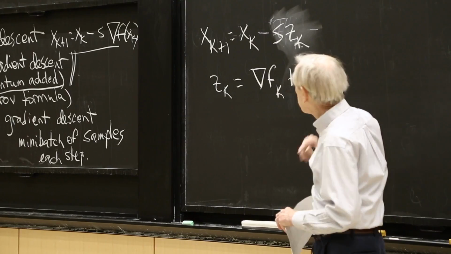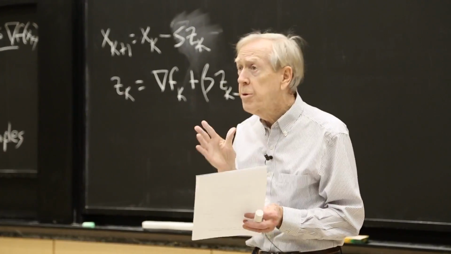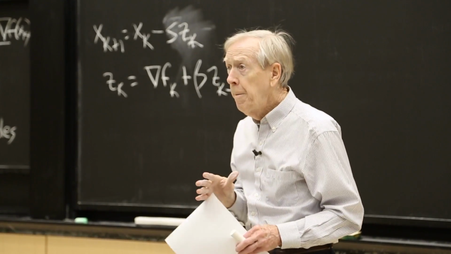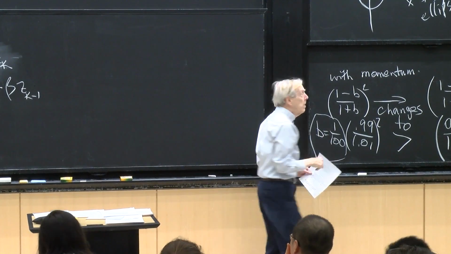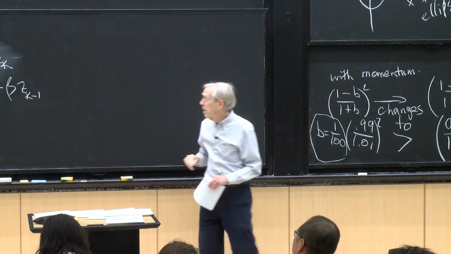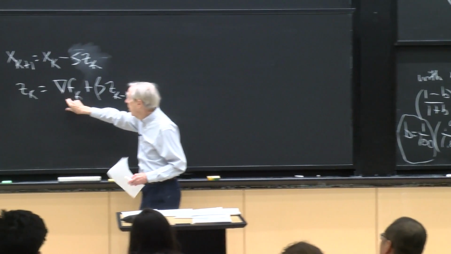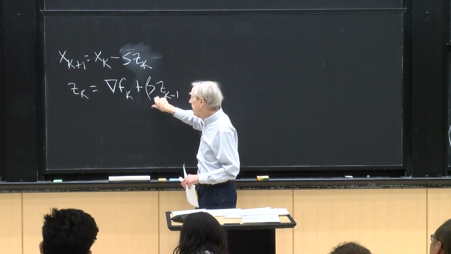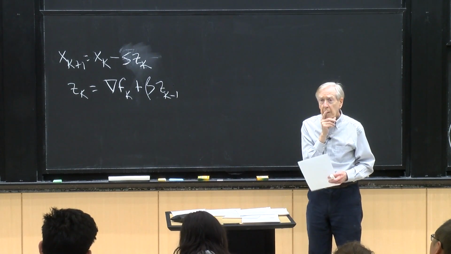So the z is the search direction. Z is the direction you're moving. So it's different from that direction there. That direction was the gradient. This direction is the gradient corrected by a memory term, a momentum term.